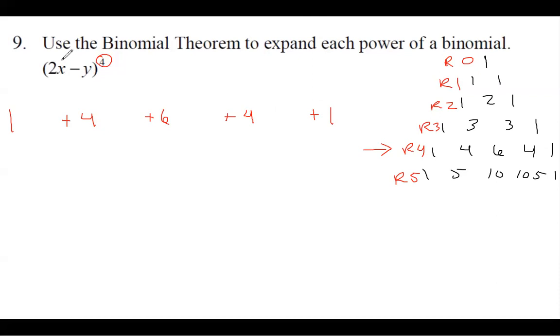My first term is what? 2x. So I'm going to write 2x, parentheses, 2x, parentheses, 2x, parentheses, 2x, parentheses, and the last term, 2x, parentheses. These are my 2 factors.